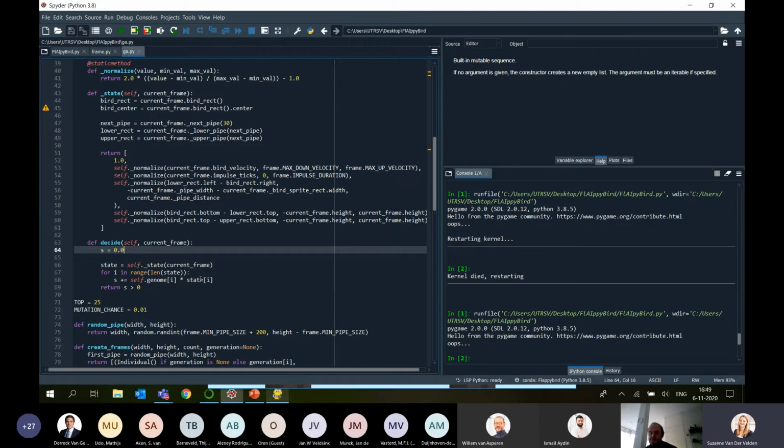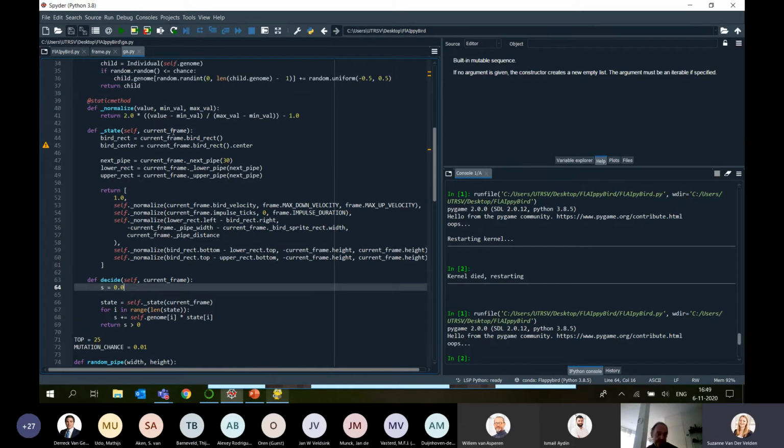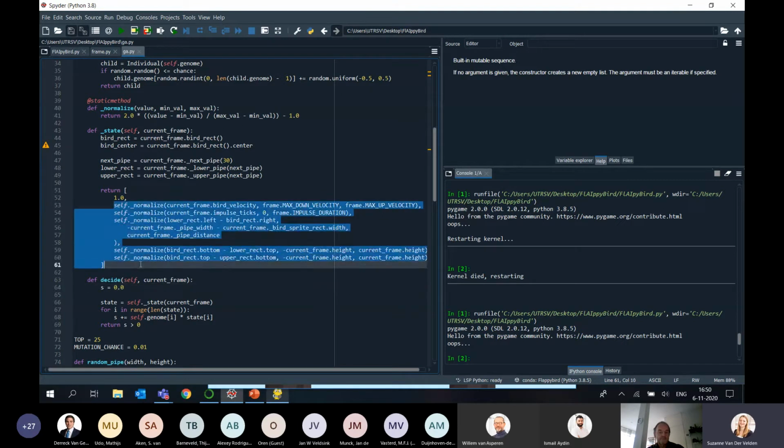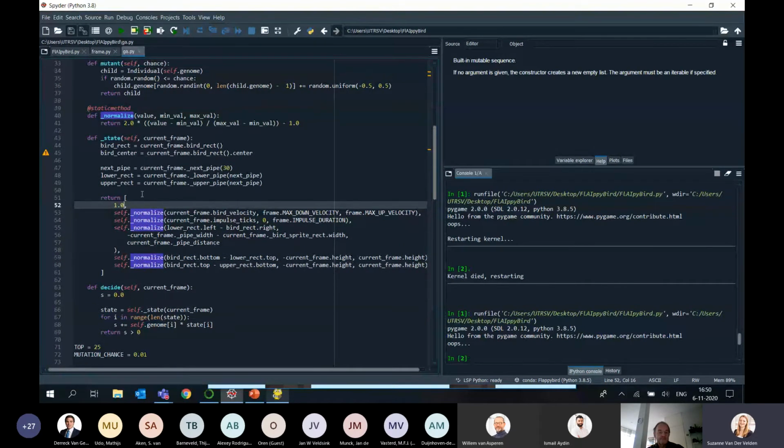And that decision is based on a certain state that we're in now. And that state depends on a few different things. It depends on the speed of the bird, so how fast the bird is going. It depends on how many ticks you've done, and the distance between your bird and the next pipe. So the horizontal distance, and the distance from the top of your bird to the lowest point of the top pipe, and the top of the bottom pipe and the lowest point of your bird. And so those are 5 values that we have.